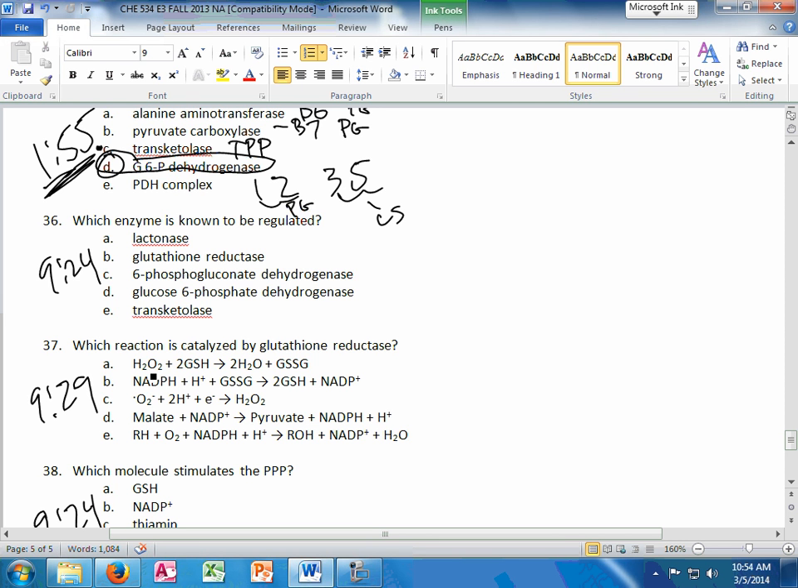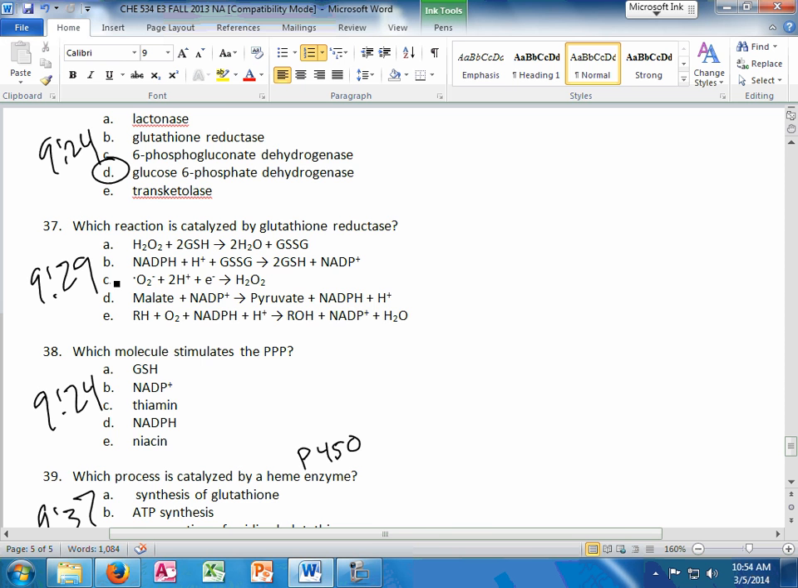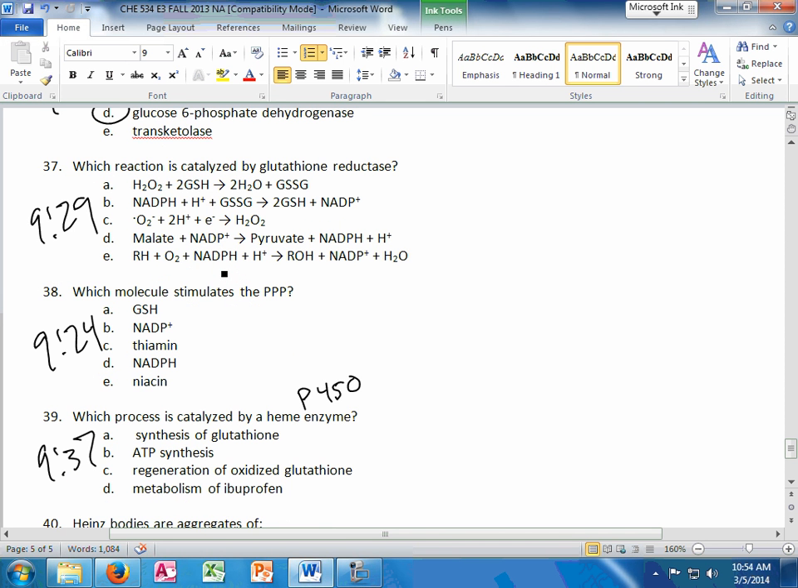The regulation is pretty simple. This is the regulatory enzyme of the PPP. There's only one slide on regulation in the whole unit. This is just straight memorizing the glutathione reductase reaction. The answer to that is B. So back to the regulation of the PPP. What stimulates it? NADP. The purpose is to make NADPH. So if you have this, they want to convert it into NADPH.